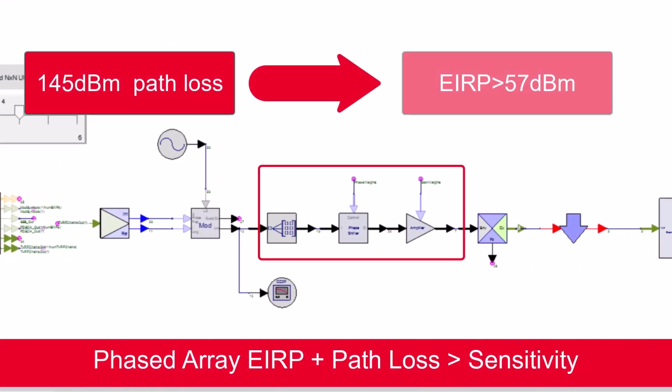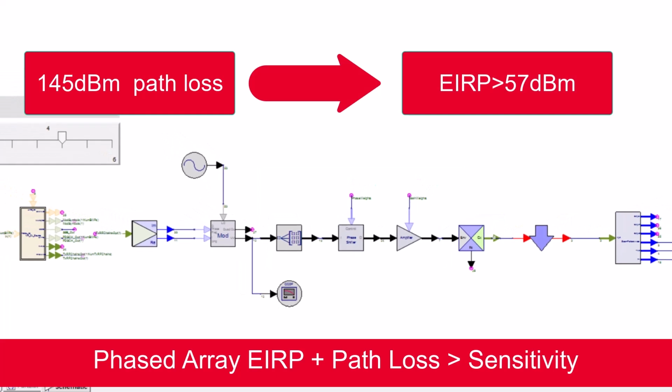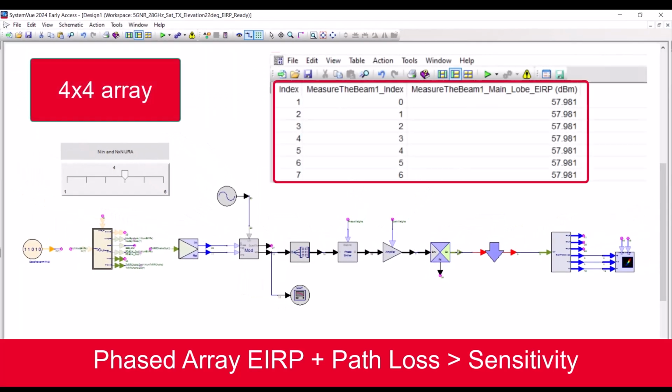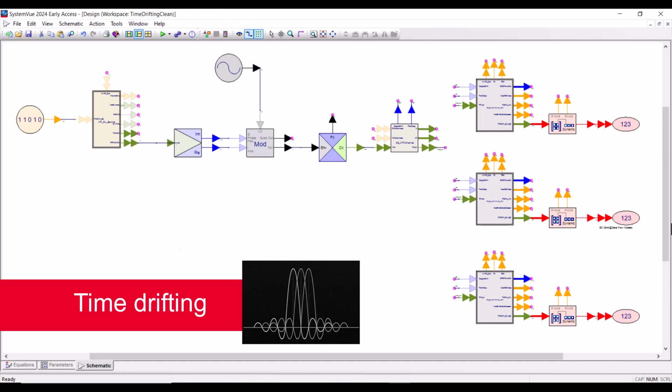Sensitivity and path loss will determine the antenna EIRP. We achieve this EIRP with a 4x4 array. Lastly, we will look at time drifting. The path delay presents an initial long delay, but also time drifting.